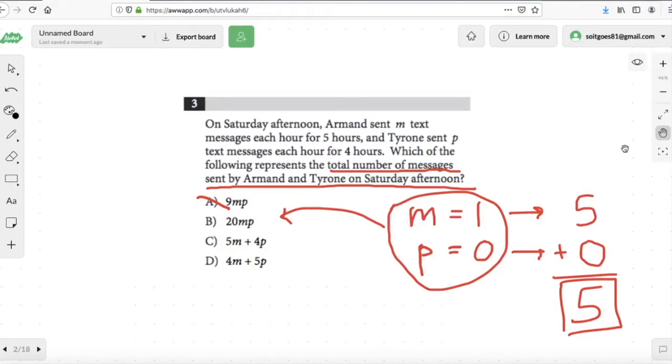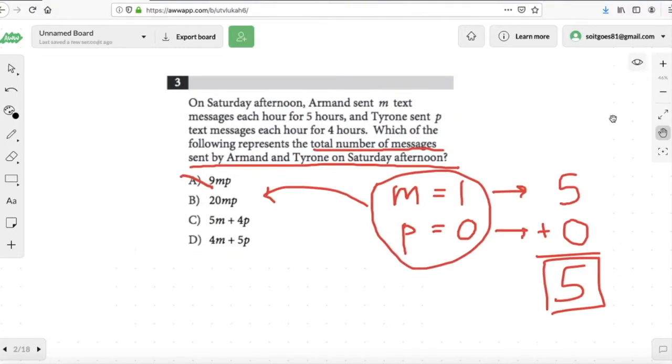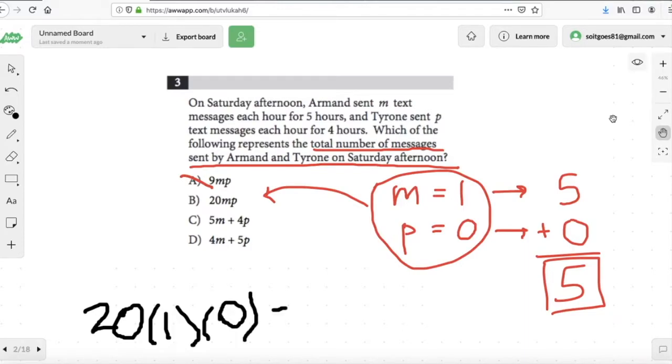Let's plug in those values for m and p into answer choice B. It's 20 times 1 times 0. You're doing great. And what does that equal? 0. Again, not 5. So we can also eliminate answer choice B because we know the right answer choice has to give us 5, not 0. So we can eliminate that.